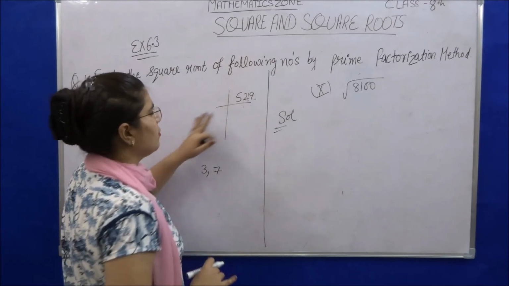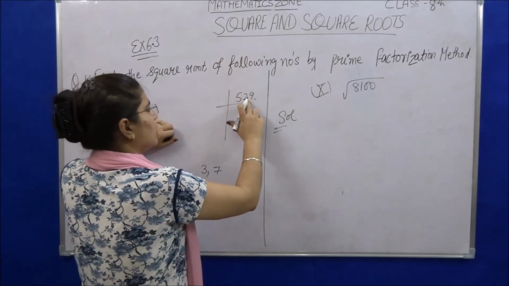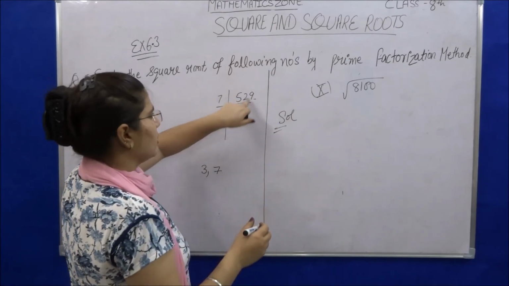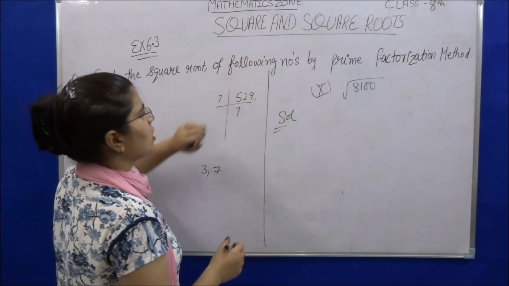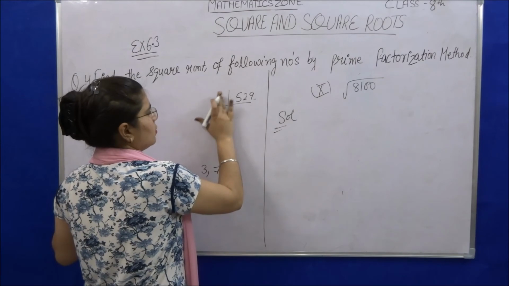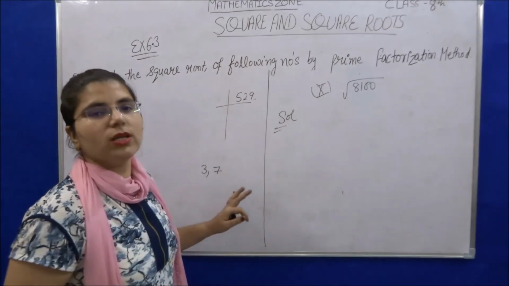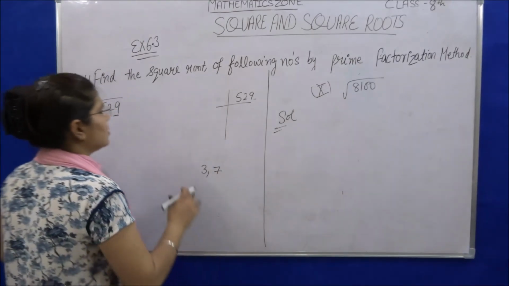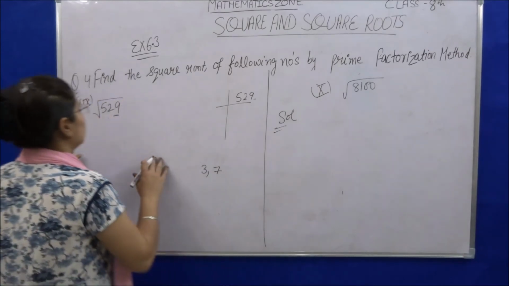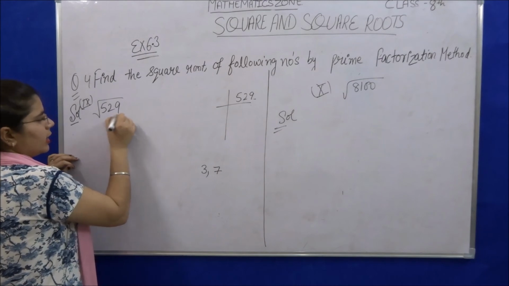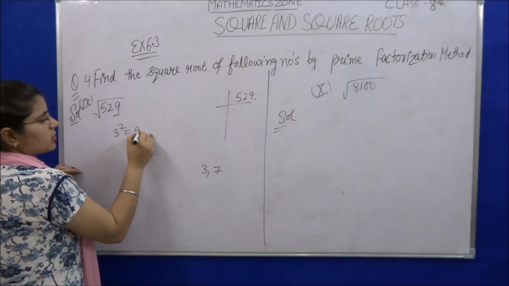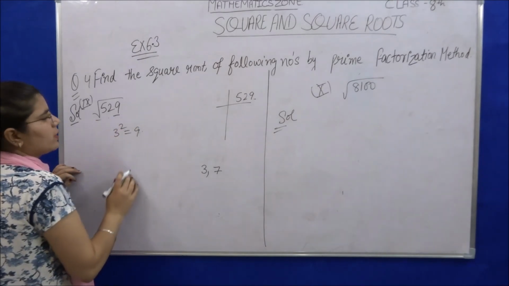In a similar way, if we choose 7 as a number, then 7 7s are 49, and 3 number is there. 39 is not coming in the table of 7 either. So we can't choose 3 and 7. So instead of taking so many numbers, we can choose, since 9 is present, 3 square is 9, which is not the square root of 529.